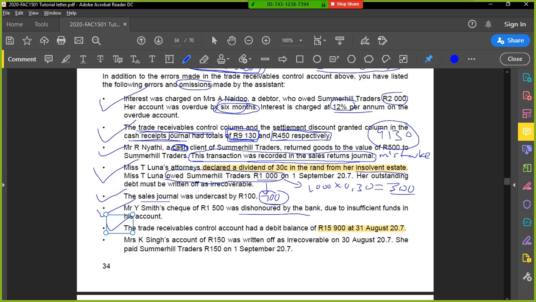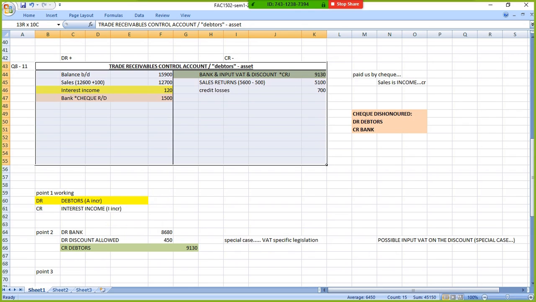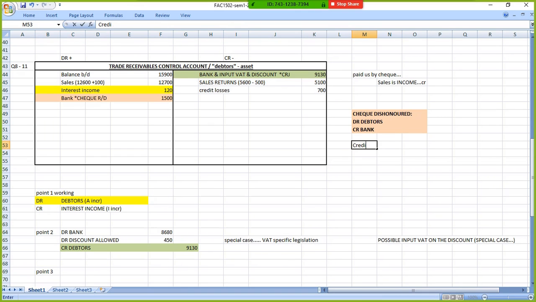Mrs. Singh's account of 150 was written off as irrecoverable on the 30th of August. She paid Summer Hill Traders 150 on 1 September. This is called bad debts recovered. If you're recovering bad debts, do you have a debtor in September if you've written them off in August? No, so your debtors don't increase. It doesn't affect your control accounts. Credit losses recovered.